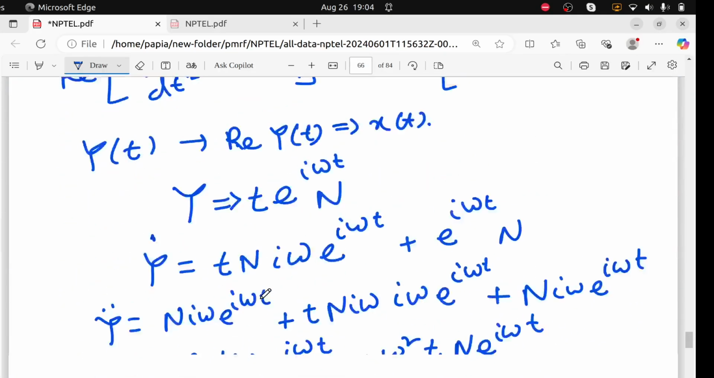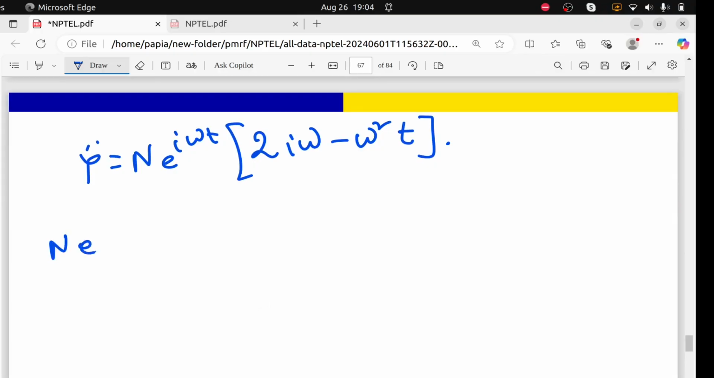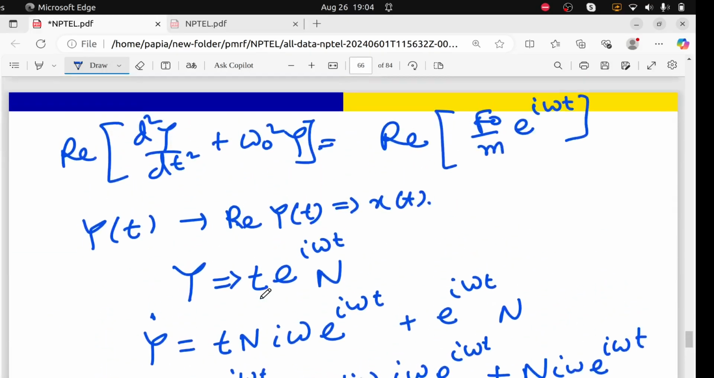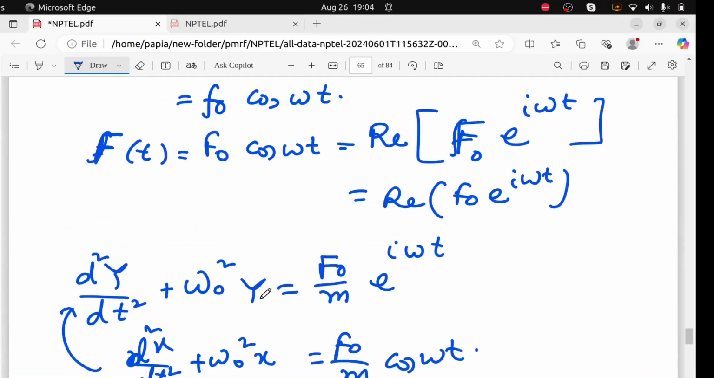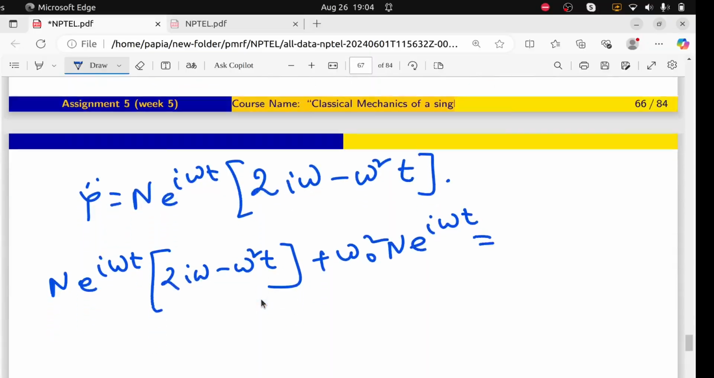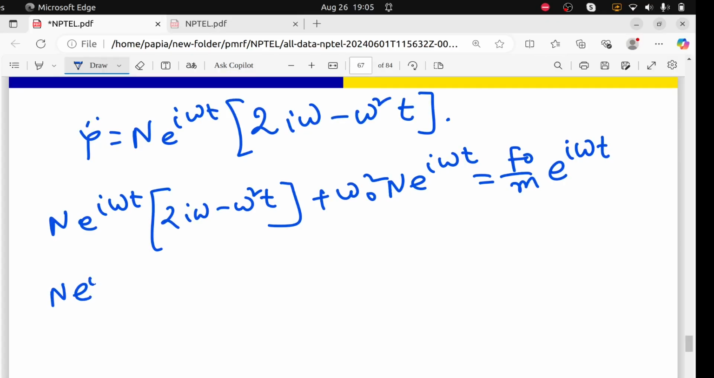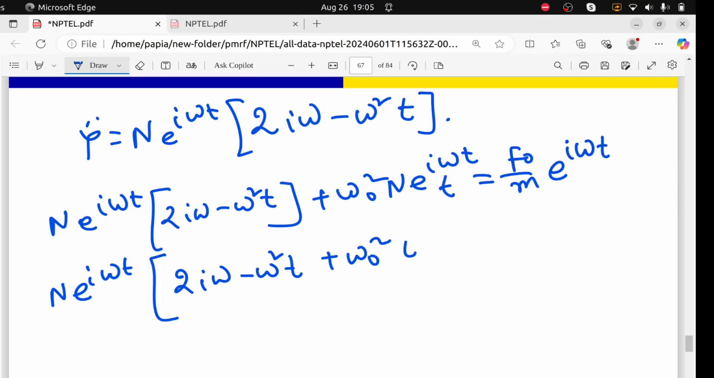Now I have y double dot plus omega 0 square y. So n e to the power i omega t times (2 i omega minus omega square t), plus omega 0 square n t e to the power i omega t, equals f0 by m e to the power i omega t. Here t was there because it was y.